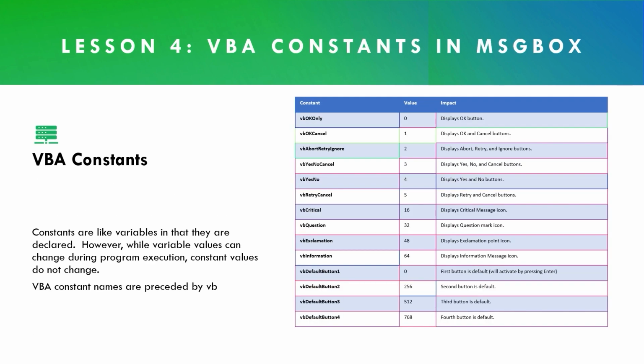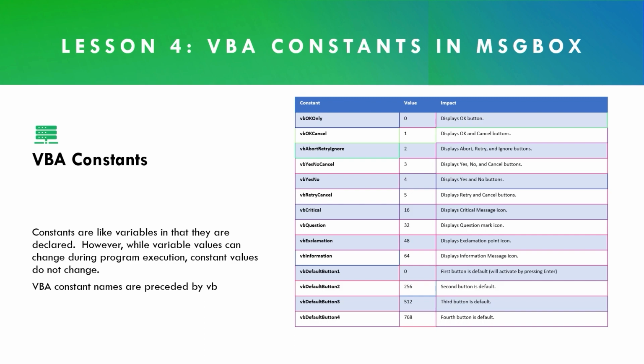The buttons and icons that show in the message box have values assigned to them, but most commonly the constants are used. A constant is like a variable in that they're declared. However, while variable values can change during program execution, constant values do not change. Instead of using a variable for something like sales tax, you can use a constant for sales tax because it rarely changes. You also have Excel constants, which we saw earlier after we recorded our first macro.